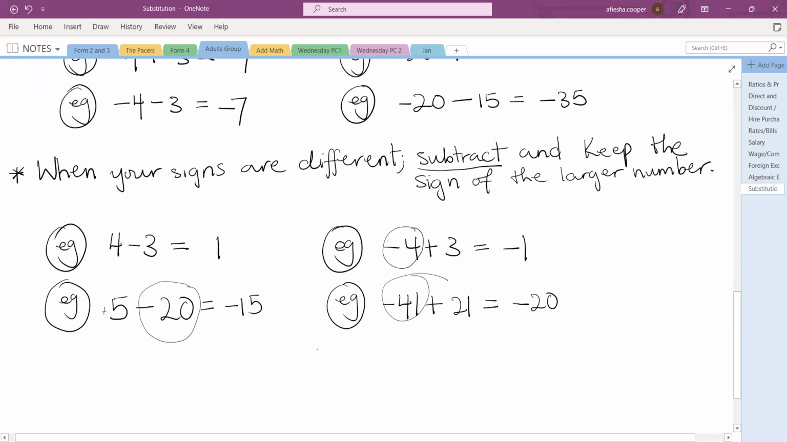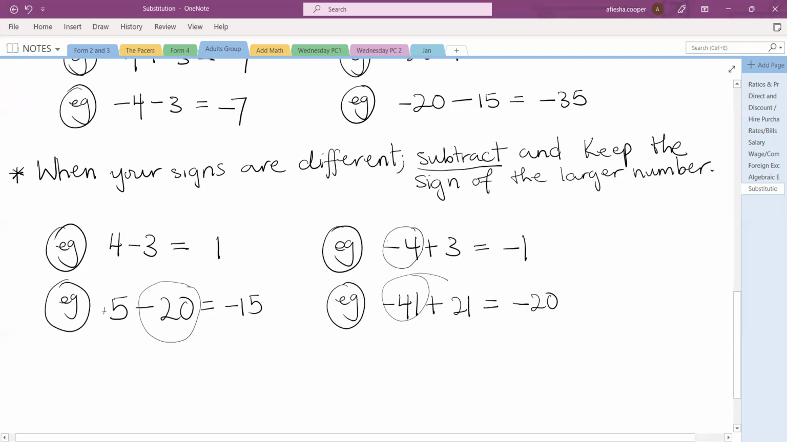For example, 3, 25 minus 20. Even though the 20 comes after the 5, we still have to do it like it was before the 5. We still have to subtract the two numbers, correct? Yeah. So we take the larger number and we subtract the smaller number, and then we take our sign from the larger number.